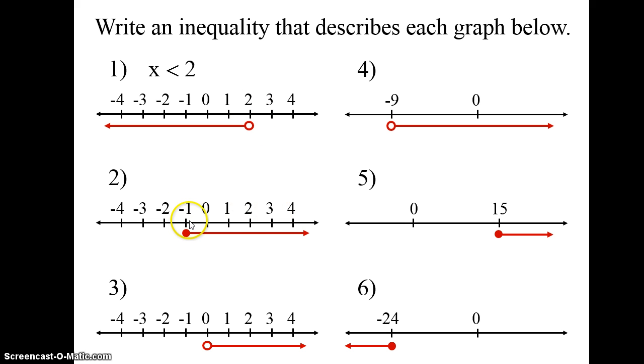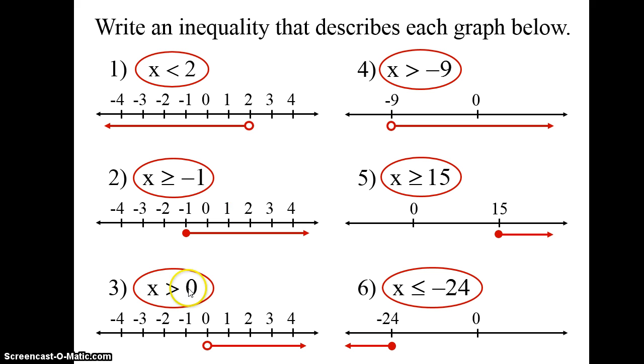For number 2, I see that my dot starts at -1, so I want to have an x and a -1. Because I shaded to the right, and it's a closed dot, x is greater than or equal to -1. Try the next 4 by yourself, and I'm going to reveal the answers. Here we go. Here are the answers.